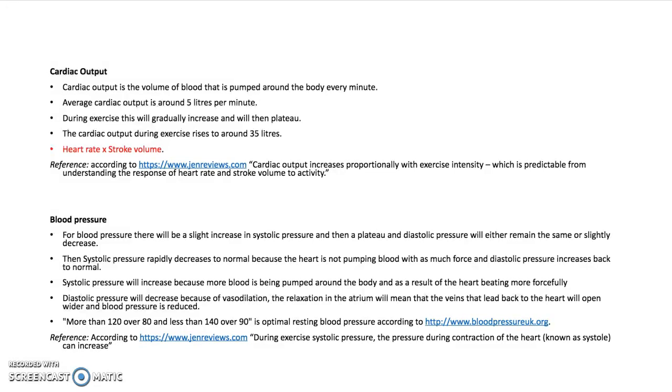The cardiac output during exercise rises to around 35 liters. There is then a rapid decrease in cardiac output after the exercise. The cardiac output will increase during exercise because the heart rate and stroke volume both increase during exercise and then plateau. The measurement for cardiac output is heart rate times stroke volume.